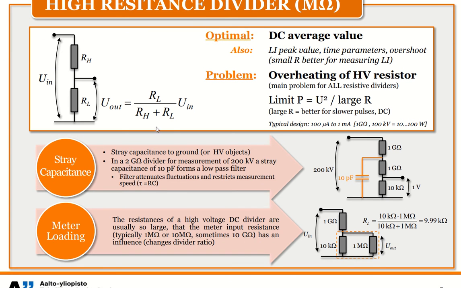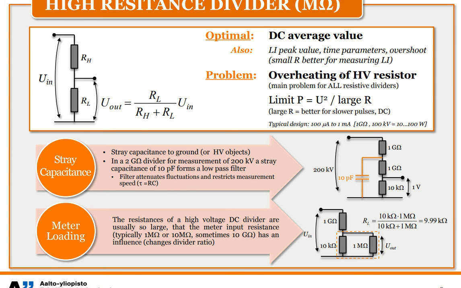And this one is the high voltage divider for the mega ohm range. So this is the equation: U out is equal to RL over RH plus RL times U in. So the optimum DC average value is also the lightning impulse peak value, and a small r is better for measuring lightning impulse. So what are the problems? The problem for the high resistance divider is overheating of the high voltage resistor, the main problem for all resistive dividers.